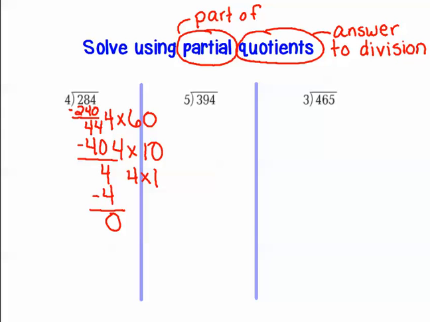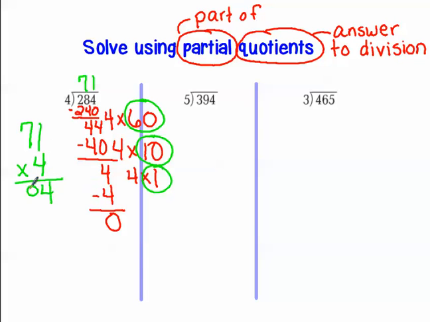Here, I now have what's called the partial quotient. I have part of my answer. If I add up all these parts, 60 plus 10 plus 1, I get 71. I can check my answer by saying, okay, 71 times 4 is 284, and that does match.